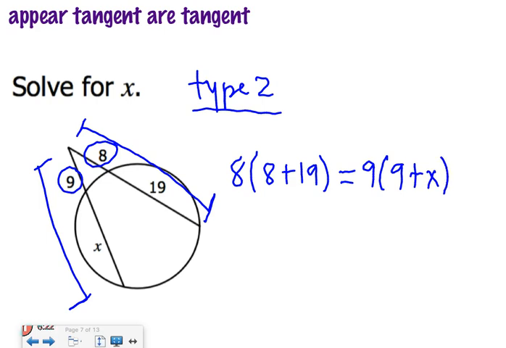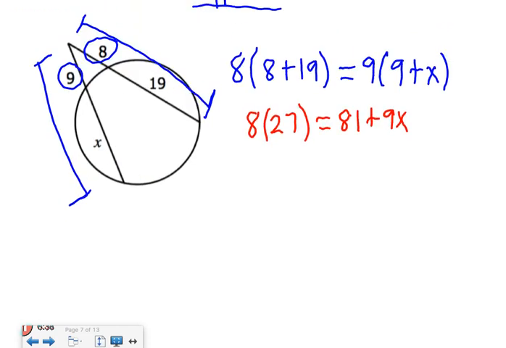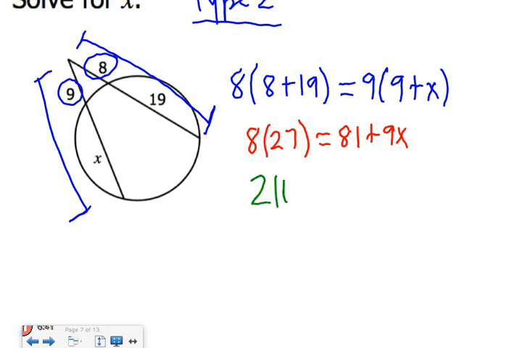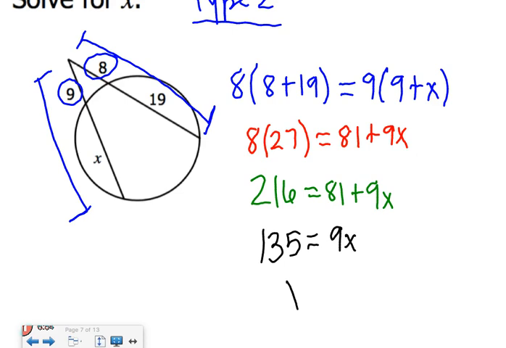And now it's just algebra. 8 times 27. What is 8 times 27? 216. 216 equals 81 plus 9x. If we subtract over 81, we get 15.